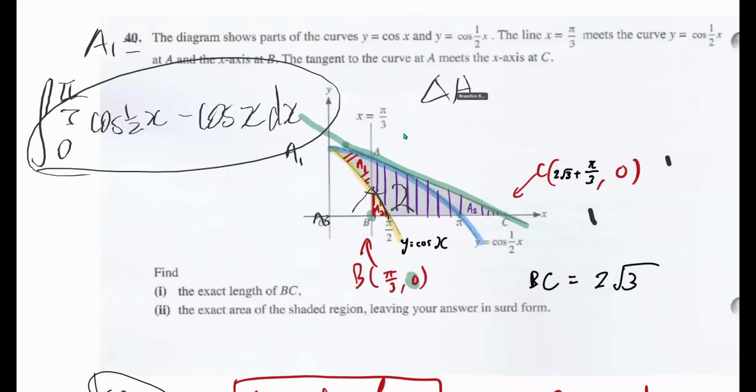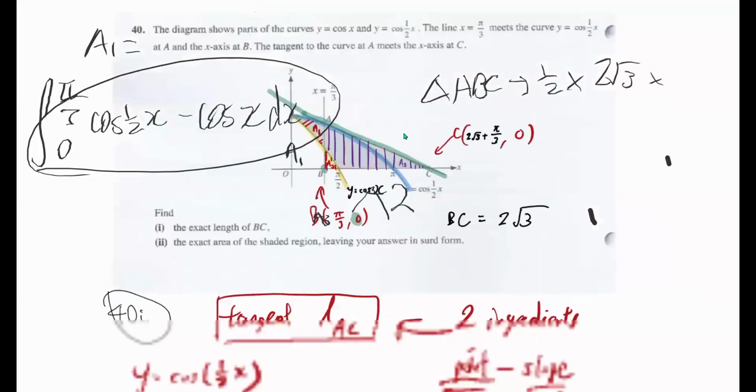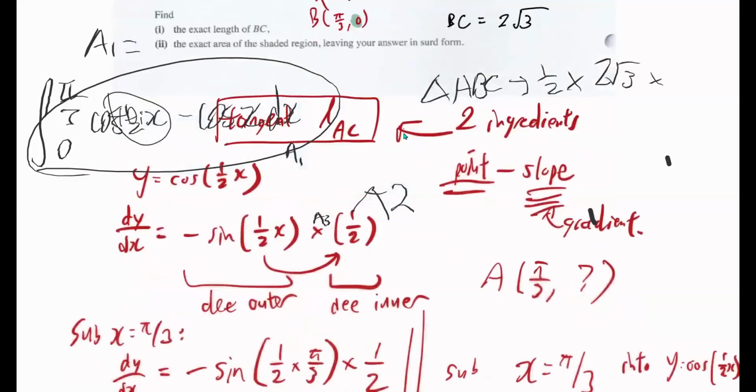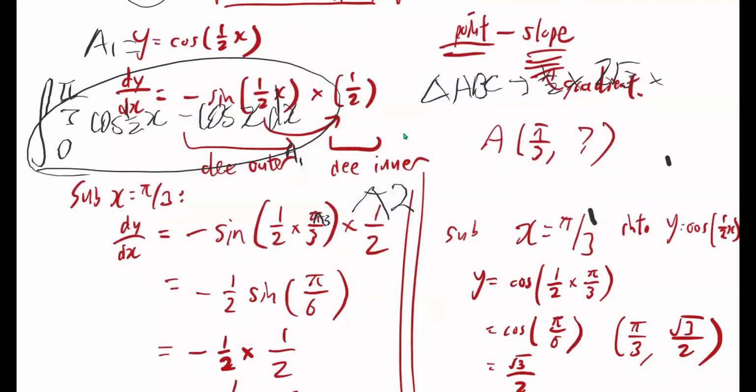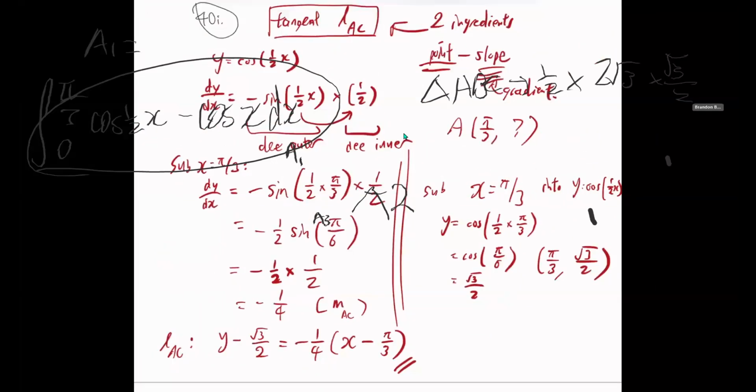Triangle ABC is half times length BC, so half this, and then AB. The coordinate A, we found it just now. A is pi over 3, comma root 3 over 2. Triangle ABC.